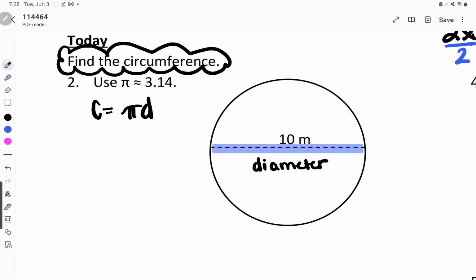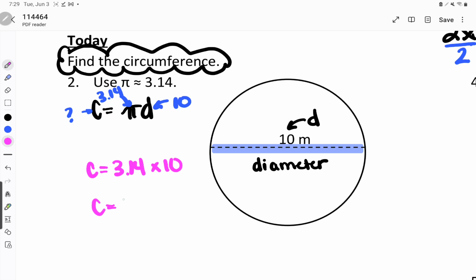Now at this point, I know that this right here is D. So in for D, I'm going to put 10. And then in for pi, I'm going to put what I always put, which is 3.14. I don't know what my circumference is, so I'm going to keep that just as C, okay? So I have C equals 3.14 times 10. Once I multiply that, that gives me a circumference of 31.4 meters.